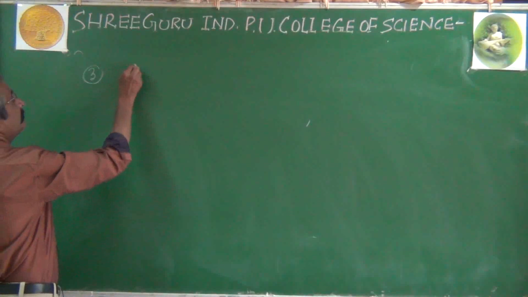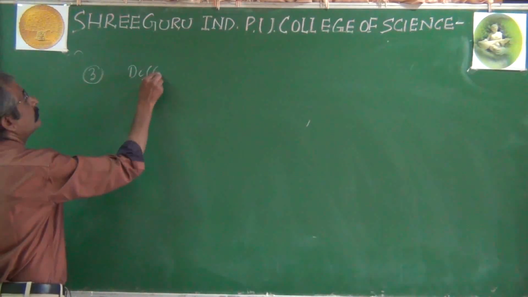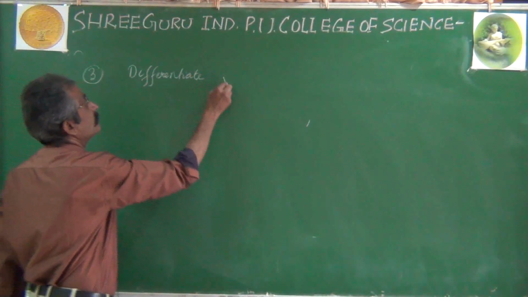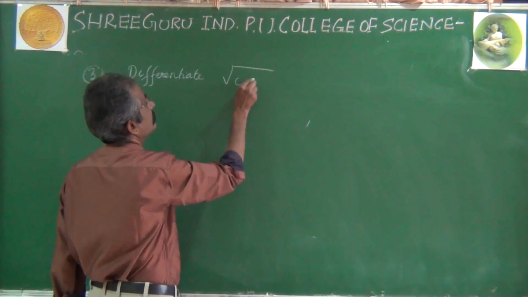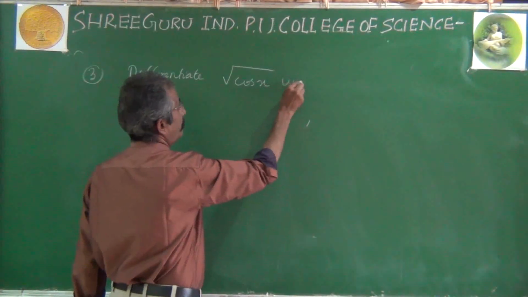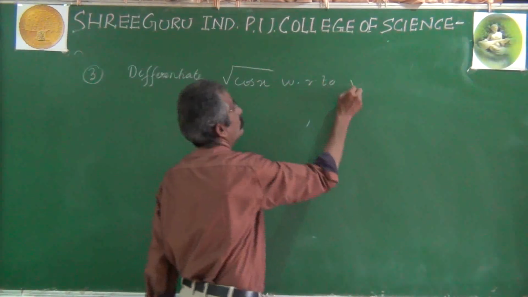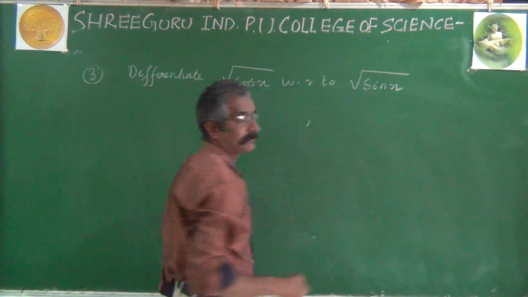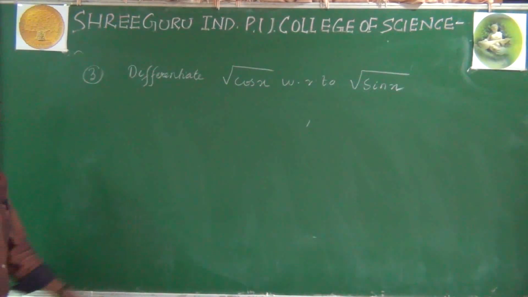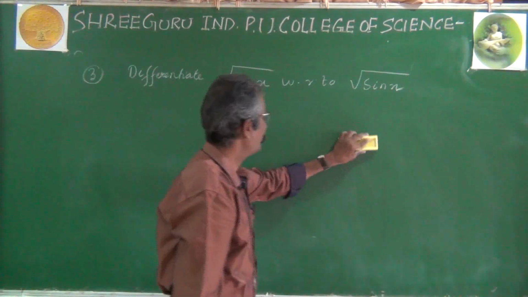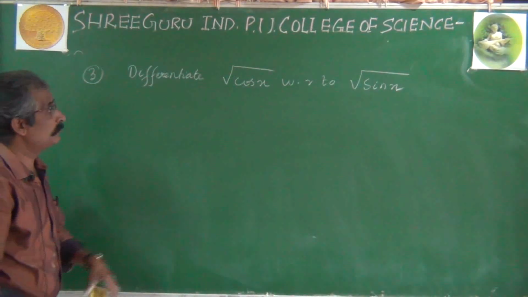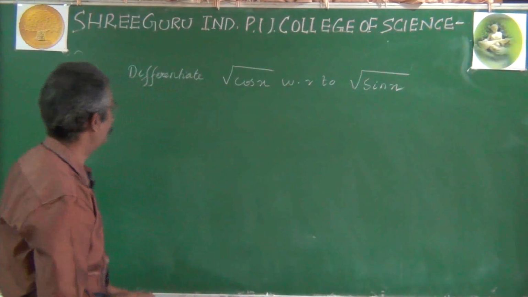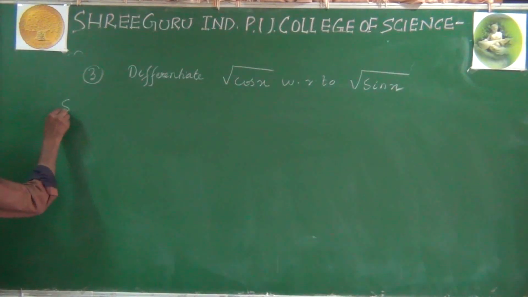Third problem: differentiate root cos x with respect to root sin x. So already 2 examples we have seen. Same way, take the u function as root cos x and the v function as root sin x. Write the solution.